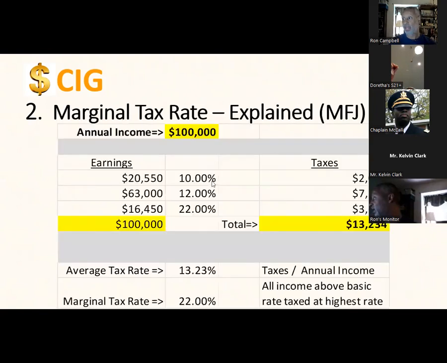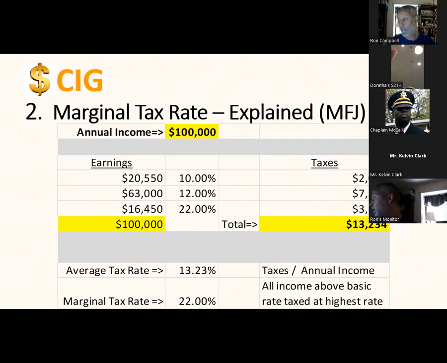So using that, I'll talk you through a couple and then let you do a couple on your own. This is the marginal tax rate for somebody who's married, MFJ, married filing jointly, and they make $100,000 a year. Who makes what is irrelevant for our discussion. Just understand that if you file married filing joint, it's a total income. So our first $20,550 is taxed at 10%. That gives us taxes for that amount of $2,055. The next $63,000 is taxed at 12%, which gives you $7,560. Your last $16,450 is taxed at 22%, and that gives you $3,619, which is a total of $13,234 in taxes.